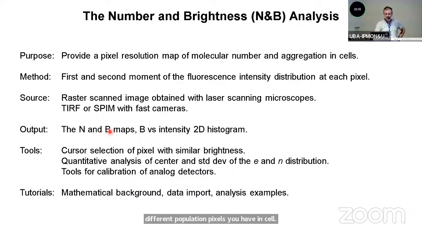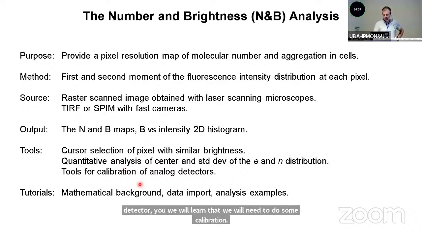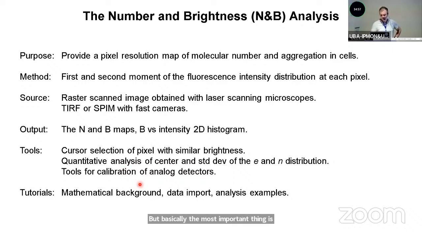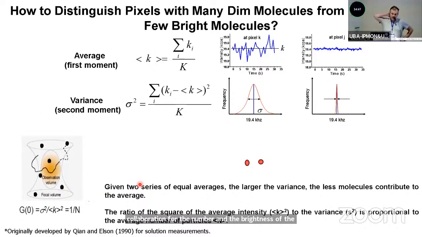So we will have some tools in order to use this approach, and depending on whether you have photon counting detectors or analog detectors, we will learn that we will need to do some calibration. But the most important thing is that there is software that can do everything for us and will give you the right values, with the proper calibration, for the number and the brightness of the molecules you have in your image. So this is the concept.